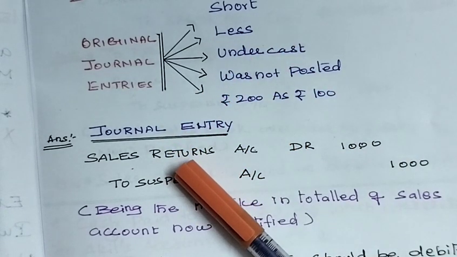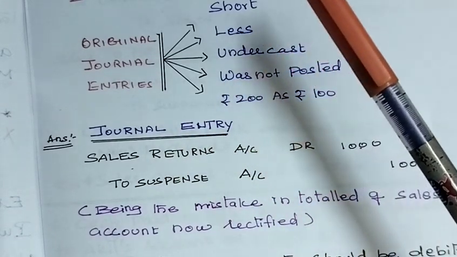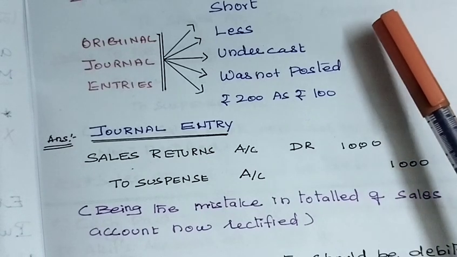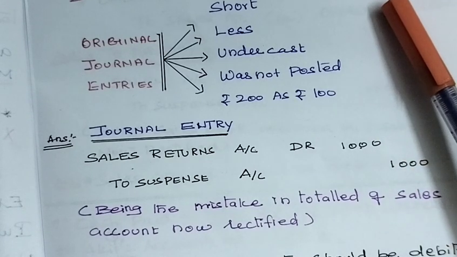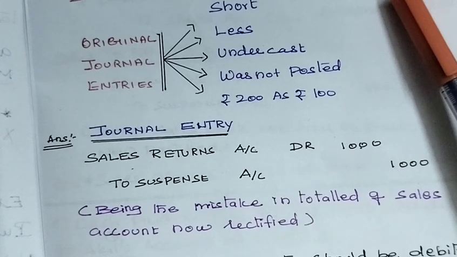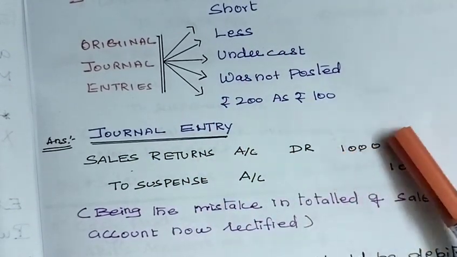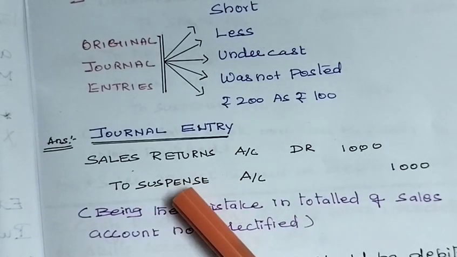What is the rule of the sales return account? Sales return account is just opposite to the sales account. Sales account is on the credit side. It is just opposite. What is the sales return account? Sales return account is on the debit side. So sales return account debit 1000 rupees, we have to create the suspense account here.